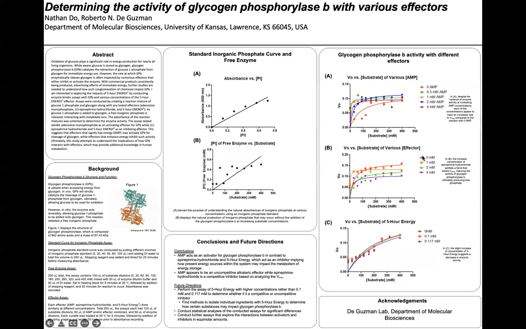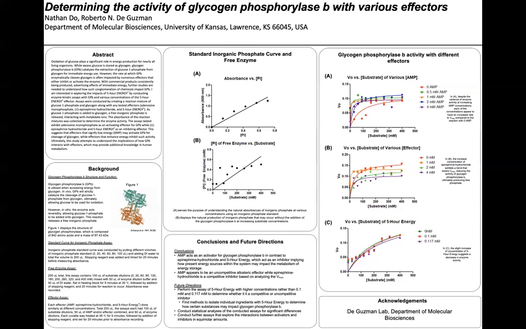And as you can see, 0 millimolar is at the top, and then 4 millimolar is at the bottom. So there does seem to be a decrease in activity. And then lastly is graph C, which is the slight increase in concentration of 5-hour energy, depicts a decrease in enzyme activity, but because the concentration differences are so small, it's really hard to tell.